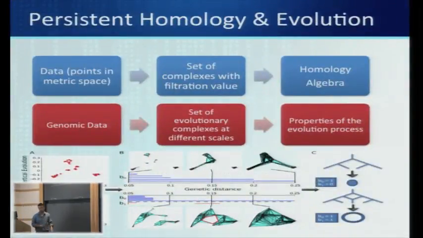So the idea is the following. The idea is that in persistent homology, we have data where we have points in a metric space. Then we create complexes. So we start relating 2 different genomes if they are close together. And then we start counting loops and trees and all these things. And then we compute some numbers, like Betti numbers, for example. This is what we are doing.